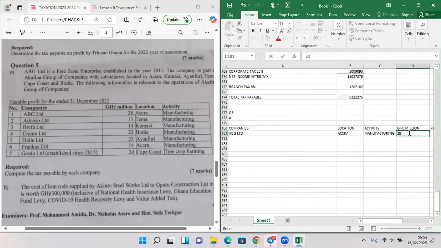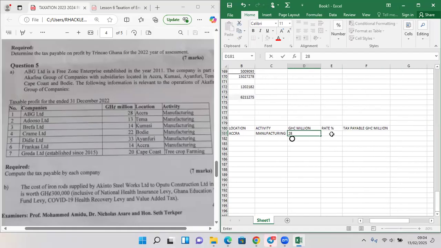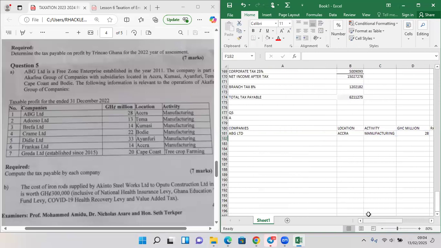The profit is 28. And then I told you it's a free zone company, right? So free zone attract, and was established in 2011. And as at 2022, it has passed their 10 years. So 15%. So 0.15 times 28 is 4.2.